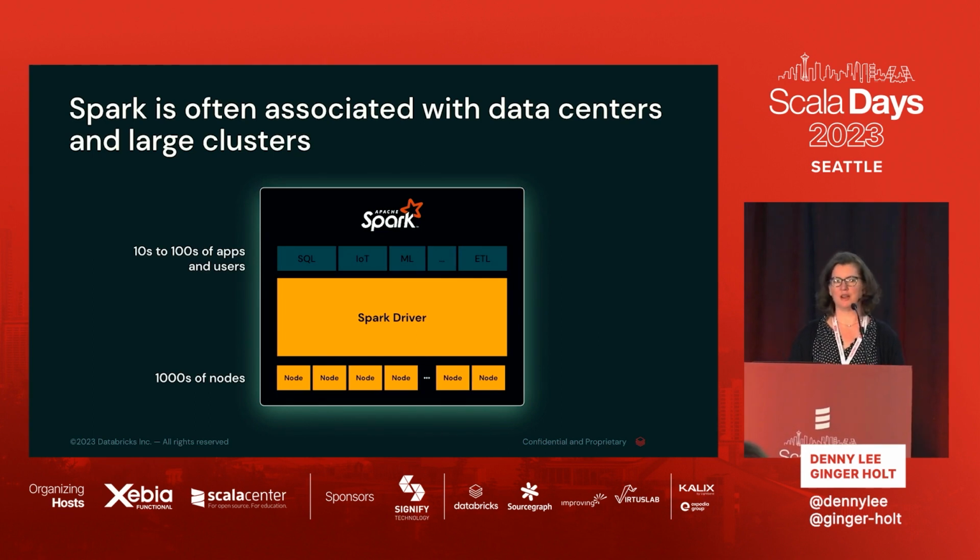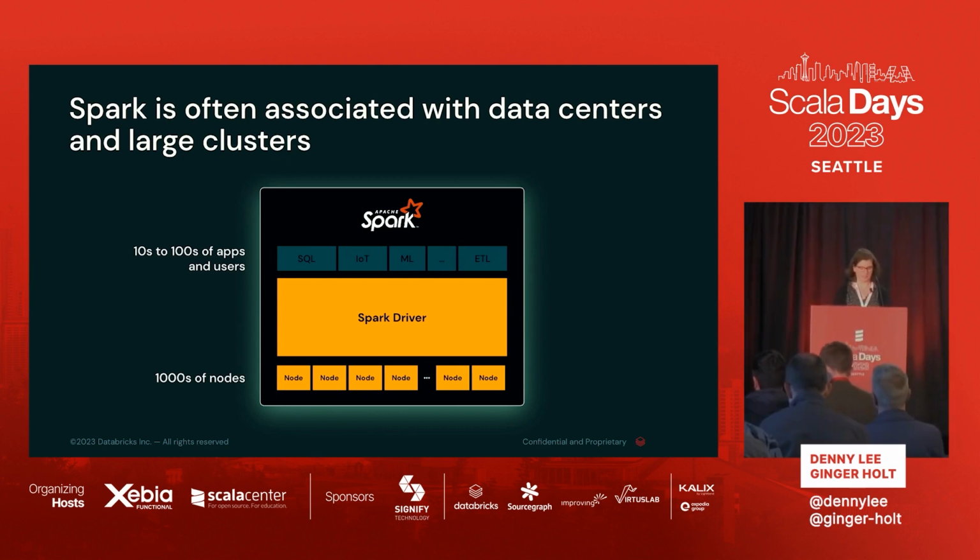So I'm going to first talk to you about the evolution of Spark. When you think about Spark, it's very often associated with data centers and large clusters. But over time, we've built tens to hundreds of applications. We've got thousands of users of Spark, and when we say we have applications running on Spark, it's always intermingled, right? So it's never an application just running Spark separately.